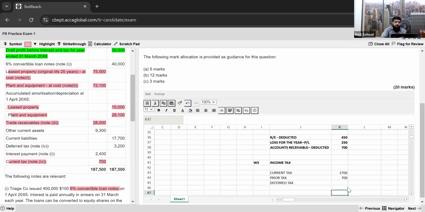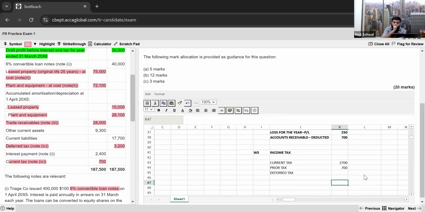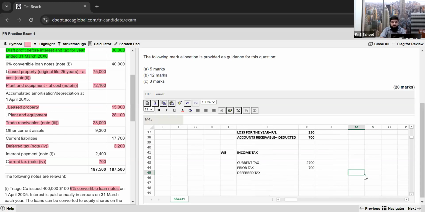How will it be calculated? For deferred tax, the opening deferred tax liability is already given. This is the deferred tax liability opening balance, that is 3,200. It's a deferred tax liability opening balance. If we make a ledger for this one, for example, 3,200 is on the credit side. It is basically the opening balance, deferred tax liability opening balance.